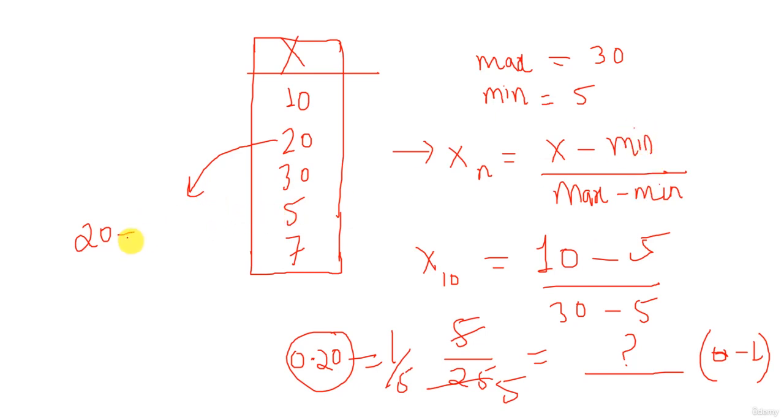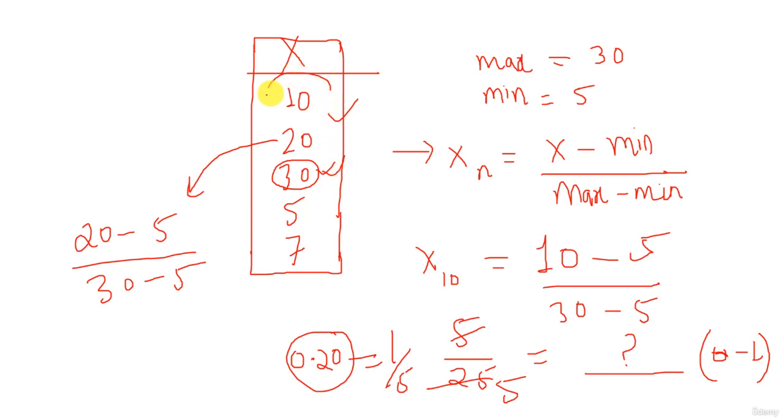So (x minus minimum) divided by (max minus min). This way you convert all these values into the range 0 to 1. Now what is the advantage of doing this? The advantage is that if a larger number is used as it is, then our model or algorithm will be biased toward this larger number. So we don't want that.